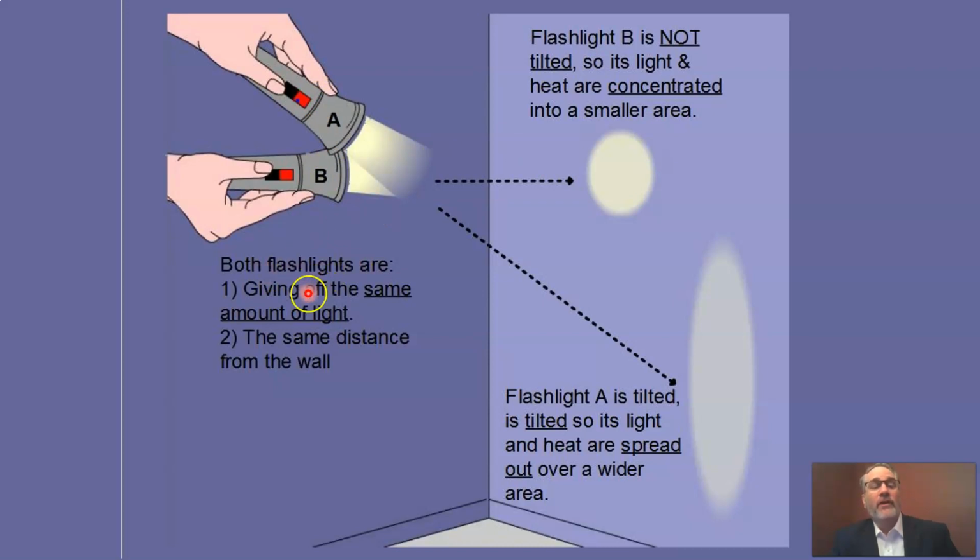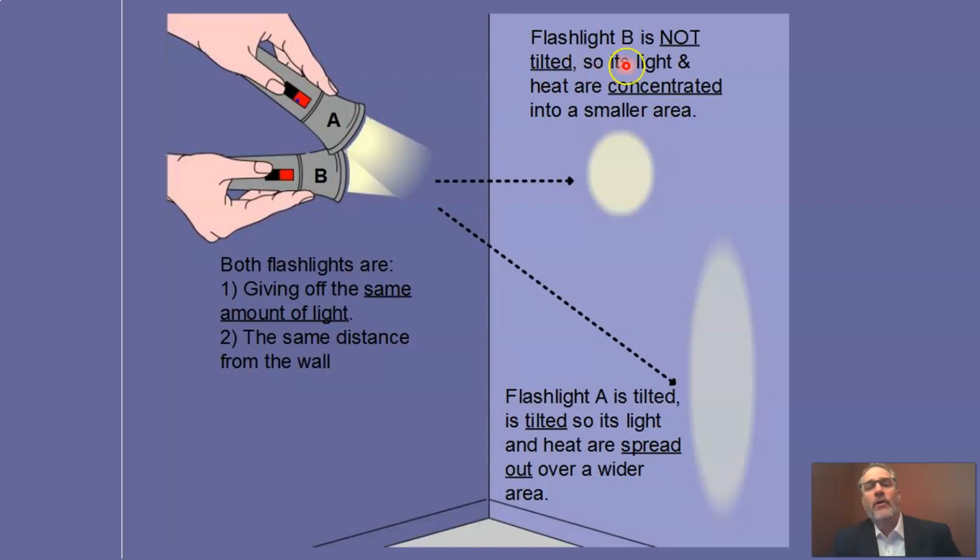Both flashlights, I need you to keep in mind, flashlight A and B, are producing the same amount of light, and they are exactly the same distance from the wall. The only difference between them is flashlight B is pointed straight at the wall. It is perpendicular to the wall. Flashlight A, on the other hand, is tilted in relation to the wall.